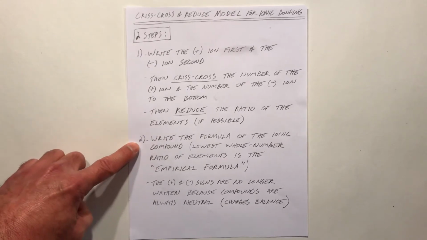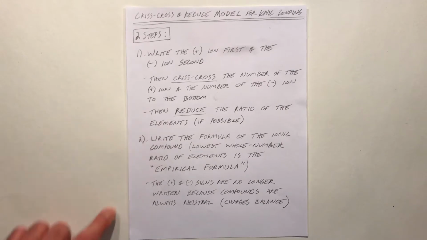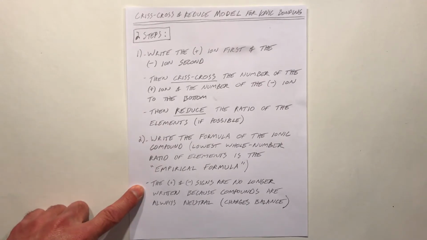The second step in this process is to write the formula of the ionic compound. That is the lowest whole number ratio formula, or the empirical formula. The positive and negative signs are no longer written because the compound is always going to be neutral, and that means they're always going to balance out and give us 0 charge overall.